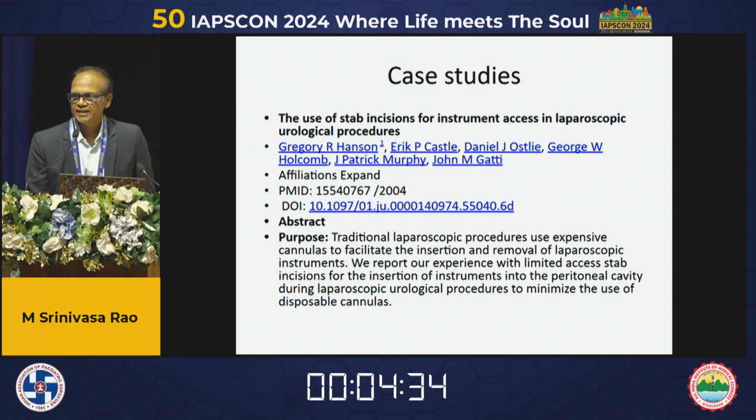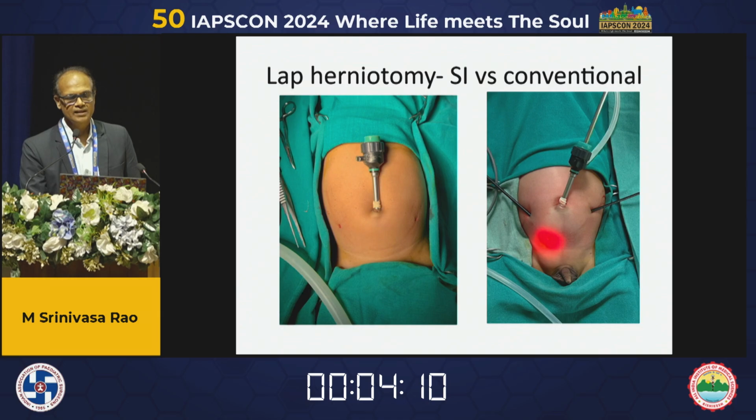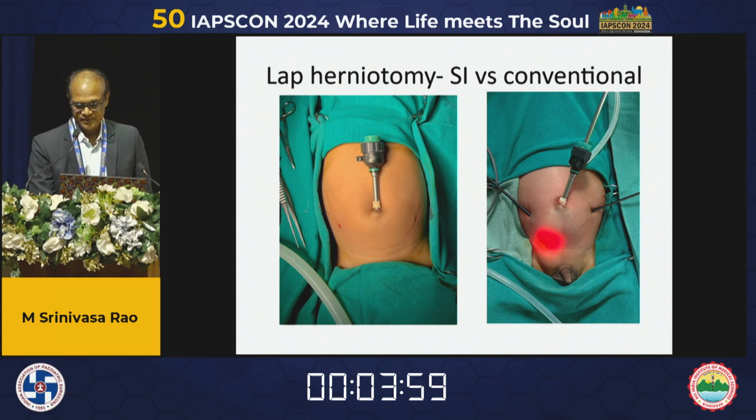There are several case studies published before. This one, published in 2004, demonstrates the usage and advantages of stab incisions for instrument access in laparoscopic urological procedures. This one was done in 2003 in pediatric surgery procedures. Several people have performed this stab incision technique and demonstrated the advantages. The first picture shows babies with the conventional cannula system, and the second picture shows babies with the stab incision procedure.